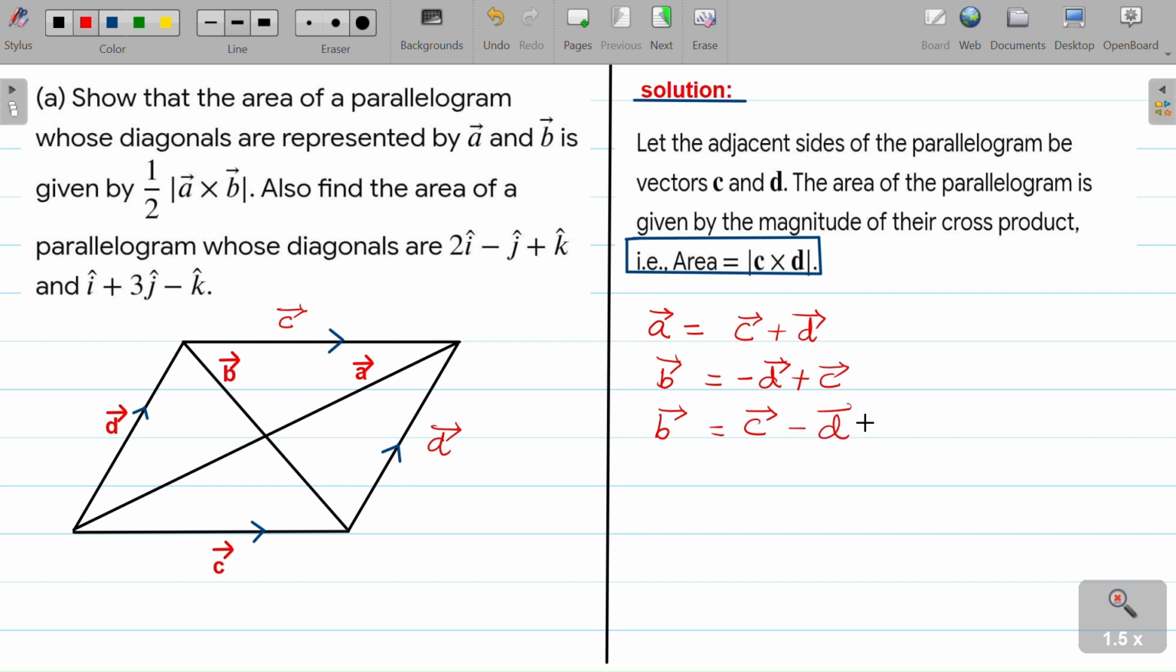Let this equation be 1 and this equation be 2. I am writing that a vector is the addition of c vector and d vector, and b vector is c vector minus d vector. So these are both vectors. I have written the diagonals in terms of the adjacent sides. Okay, so I know that the area is c vector cross d vector. If two adjacent sides are given, the area is equal to the modulus of c vector cross d vector.